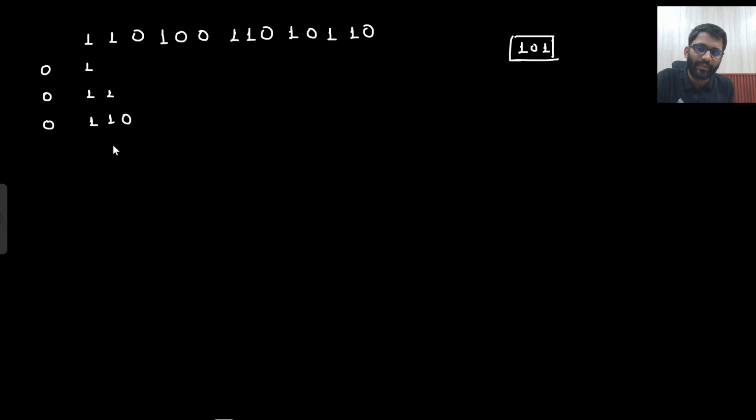In the next cycle what will happen? 101 will come. This one will also come, right? 110 and then another one. But this will be cleared. Why will this be cleared? Because only 3 bits can be there in the register. So yes, output will be 1.